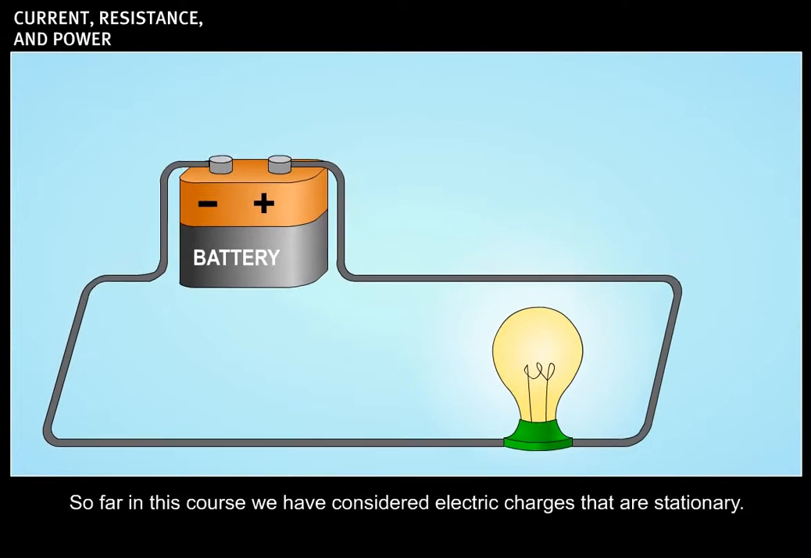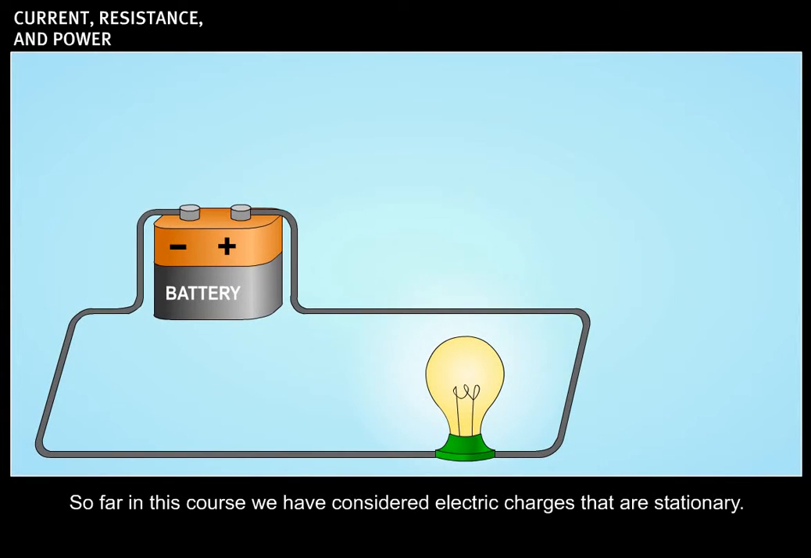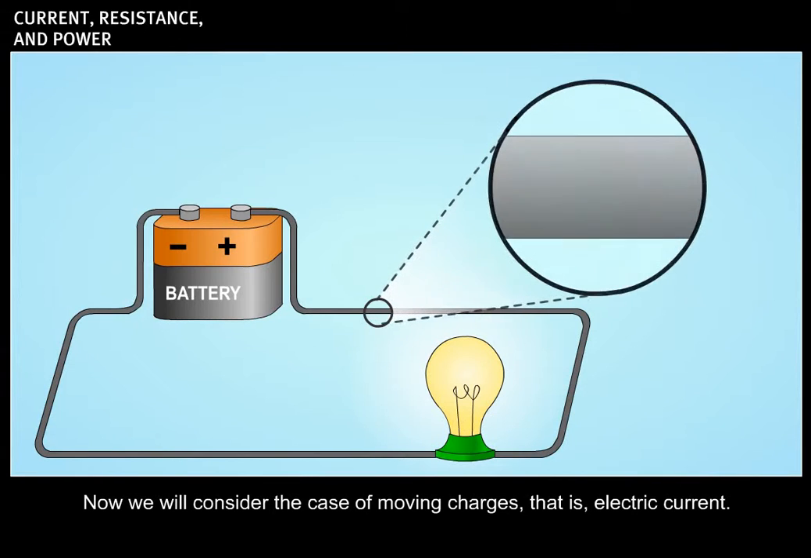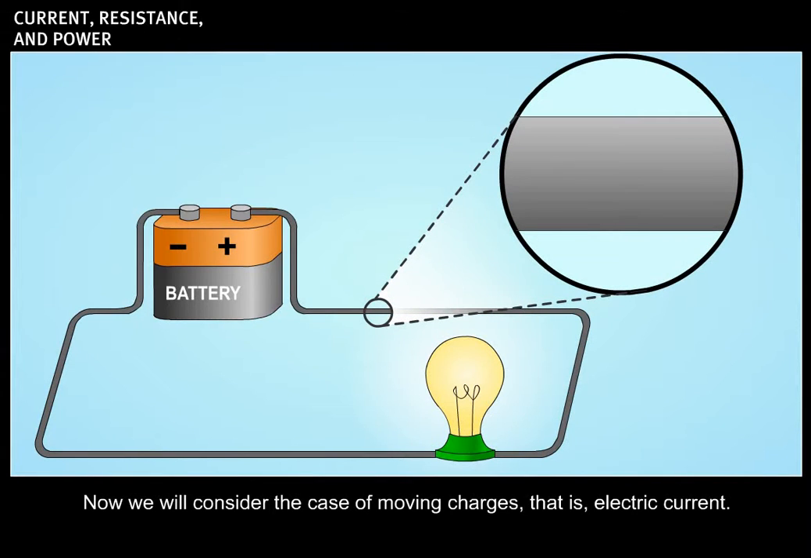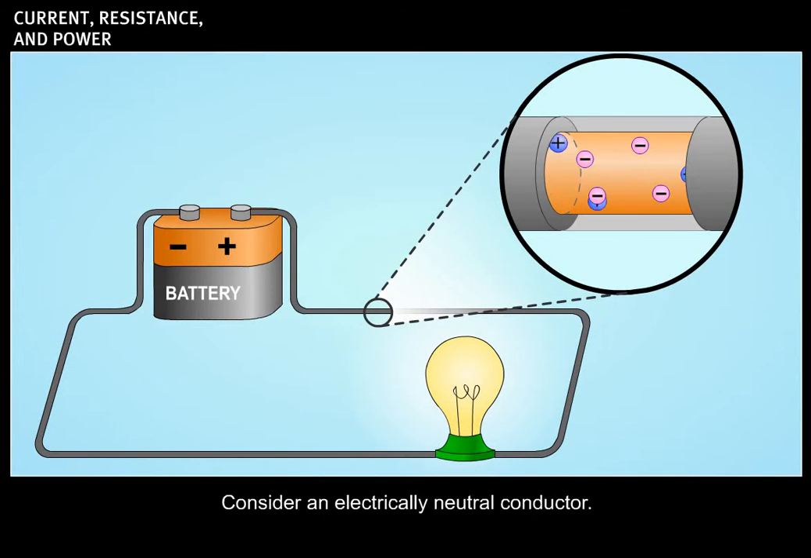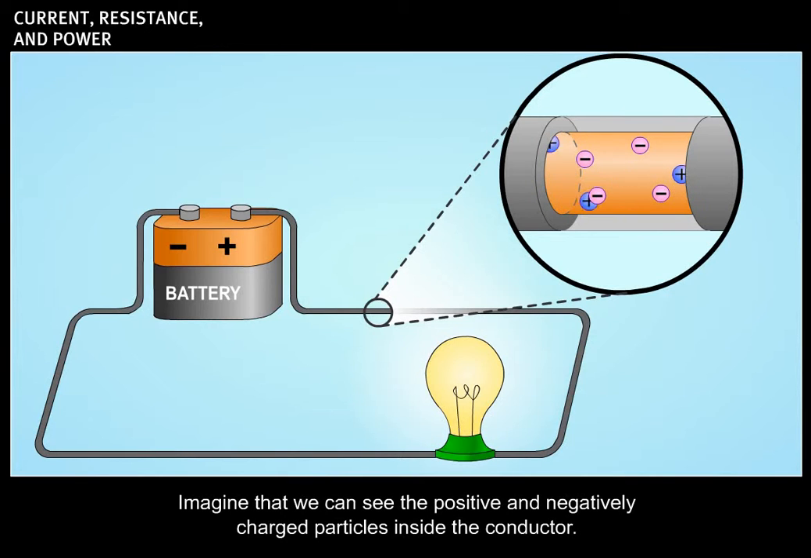So far in this course, we have considered electric charges that are stationary. Now we will consider the case of moving charges, that is, electric current. Consider an electrically neutral conductor. Imagine that we can see the positive and negatively charged particles inside the conductor.